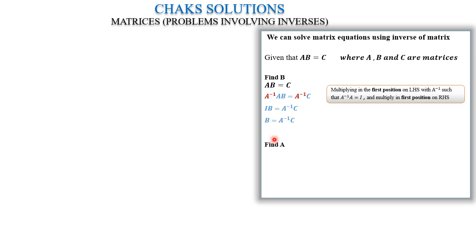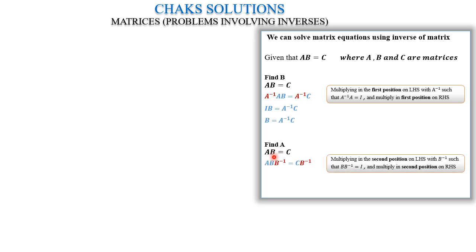Alright, so let's say maybe they say find A here. So to find A, we are going to see that A is in the first place and B is in the second place here. So it means we are going to multiply both sides by B inverse, since we need to find A. So to find A, we are going to multiply here in the second place. So what we are going to have is A times B, then B inverse here, which is equals to C times B inverse. So B times B inverse here will give us the identity matrix.